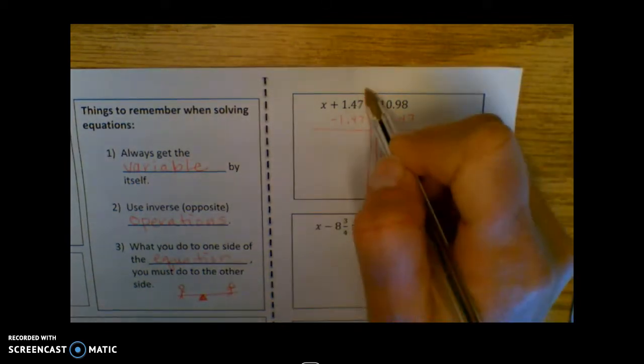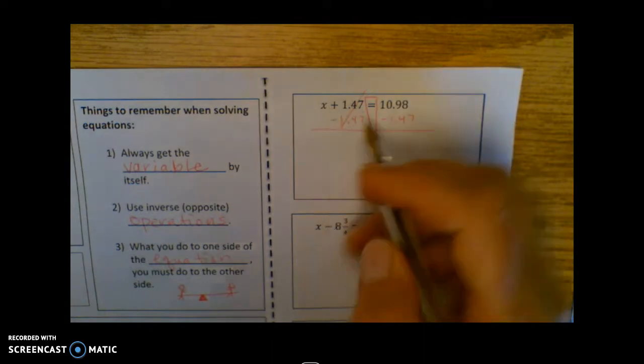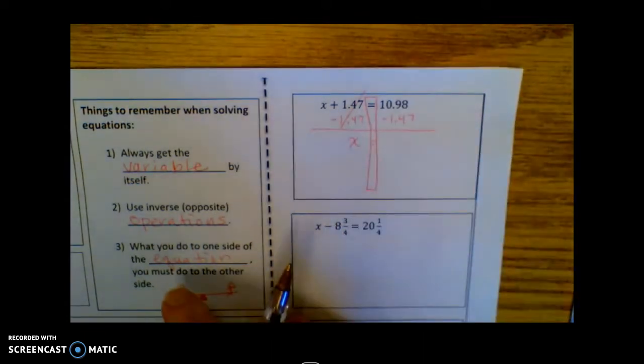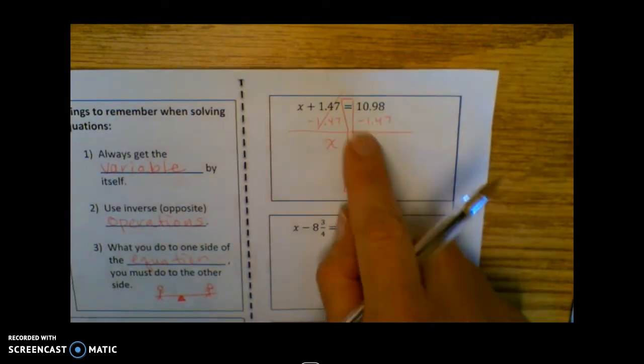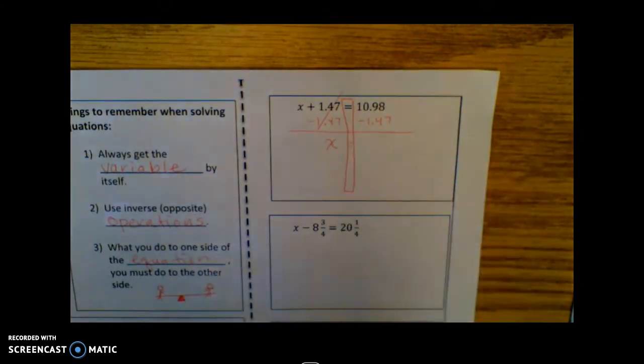So if that person got kicked off, we no longer have it sitting with x. All we have on this side is x. So I'd like you to bring your equal sign down inside the locker, because on this side of the equation you're going to do some math. Now you have a choice.